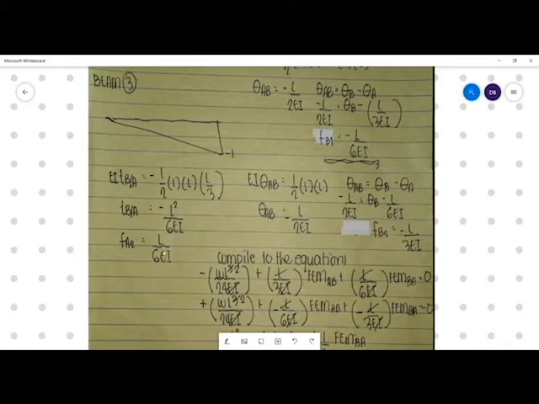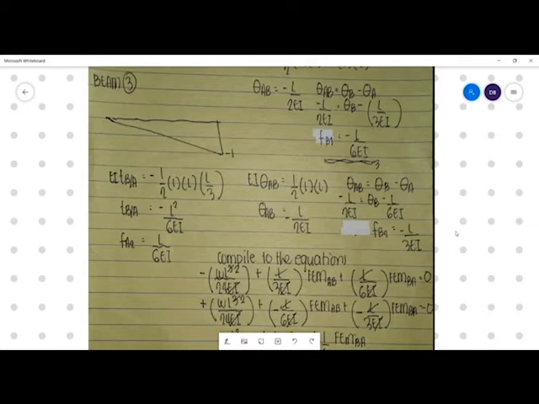I would want you to try checking it if we are to use the method of consistent deformation. So EI theta AB is equal to 1 half times 1 times L, that is equal to negative L over 2EI. Theta AB is equal to theta B minus theta A. Now, we have FB2 is equal to negative L over 3EI.